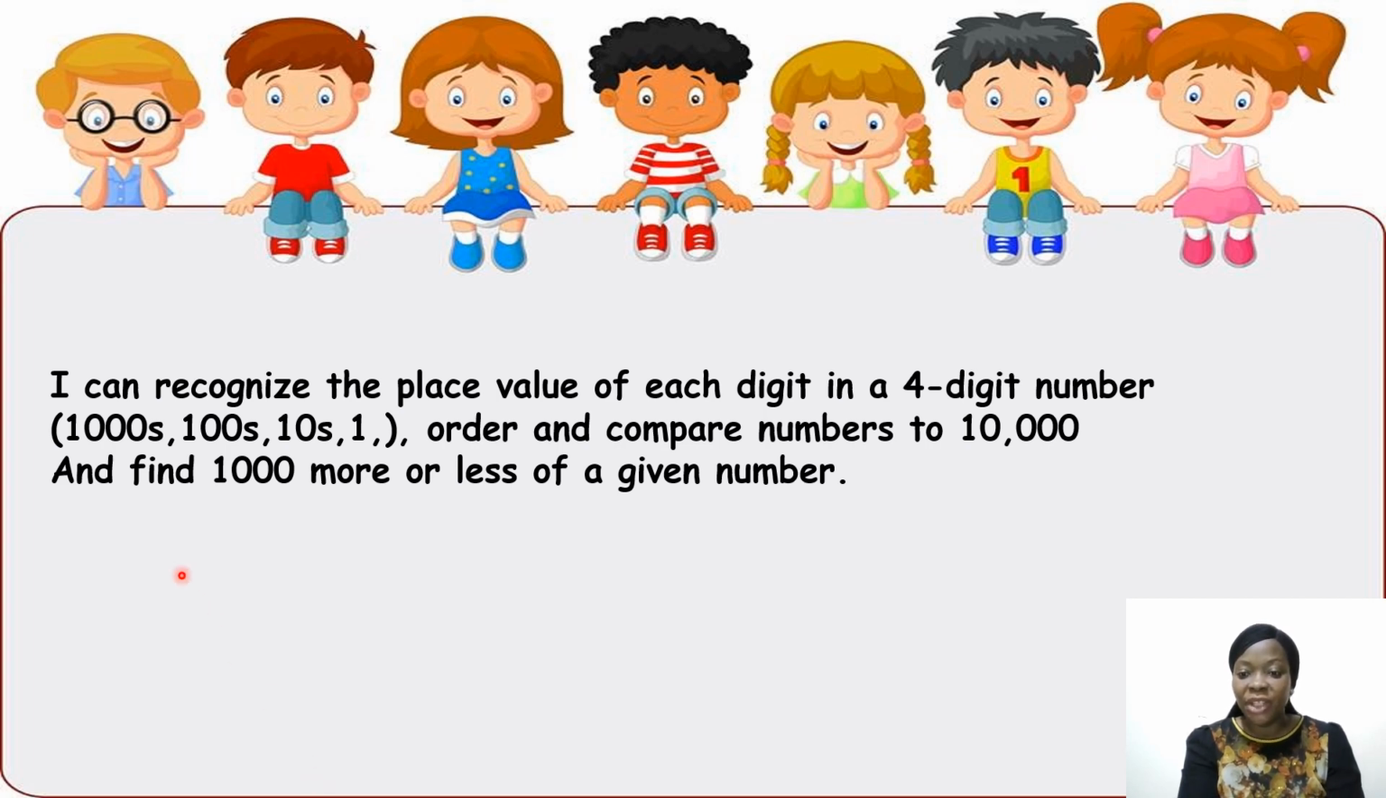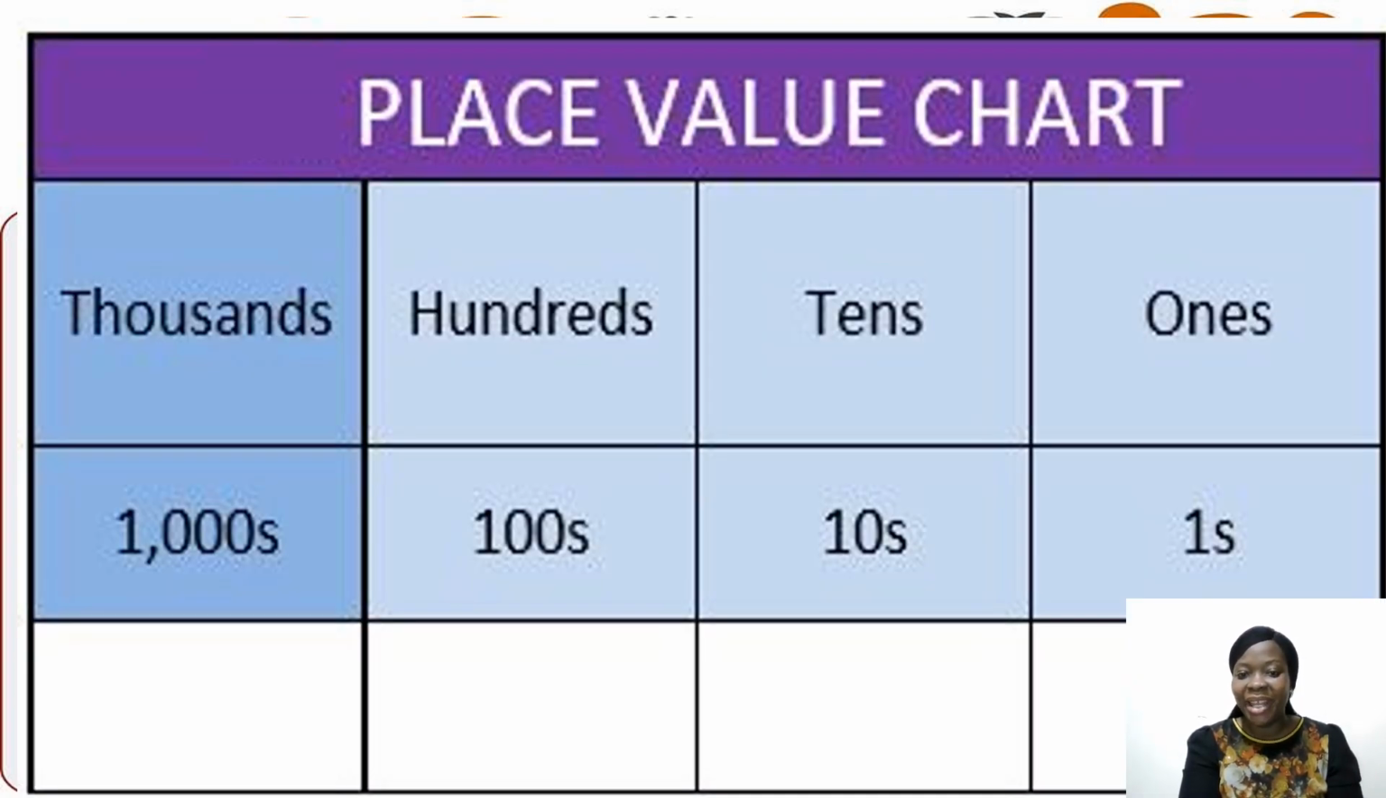In this maths video, we are going to learn to recognize the place value of each digit in a four-digit number: thousands, hundreds, tens, and ones. And then we are going to order and compare numbers to 10,000 and finally find 1,000 more or less of a given number. Come along, let's learn together.